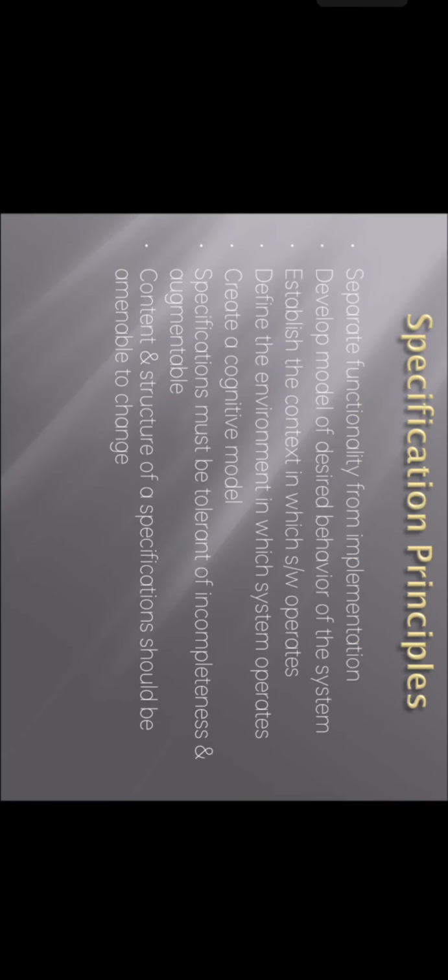Specification principles. Separate functionality from implementation. Develop a model of the desired behavior of the system. Establish the context in which the software operates. Define the environment in which the system operates. Create a cognitive model. Specifications must be tolerant of incompleteness and augmentable. The content and structure of a specification should be manageable to change.